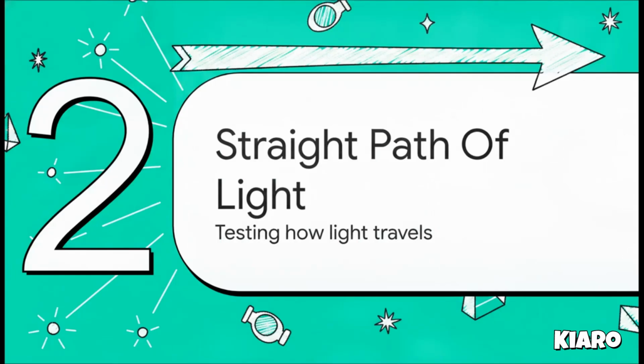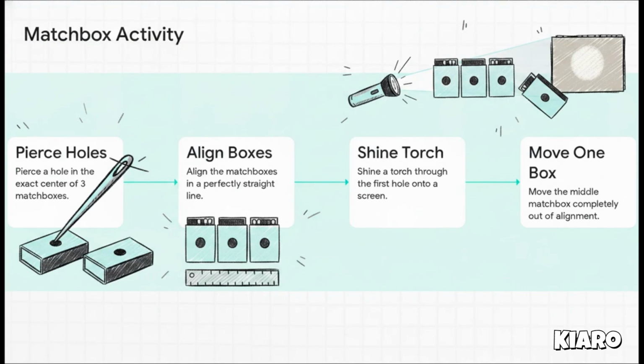Moving right along to Section 2, the straight path of light. We're going to test exactly how light travels. Now that we know where light actually comes from, it's time for our first hands-on investigation to discover light's most stubborn rule. Imagine setting up this classic matchbox activity. First, you take 3 matchboxes and pierce a tiny hole right in the exact center of each one. Next, you line them up perfectly straight, ensuring all those holes are at the exact same height. Then you place a torch on one side and a little cardboard screen on the other. Turn the torch on, and sure enough, you get a bright spot on the screen.